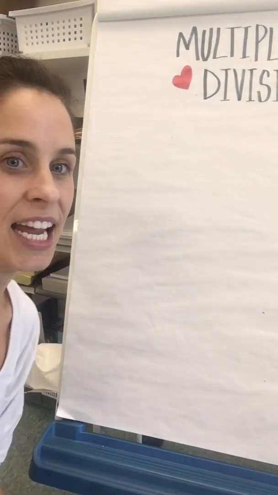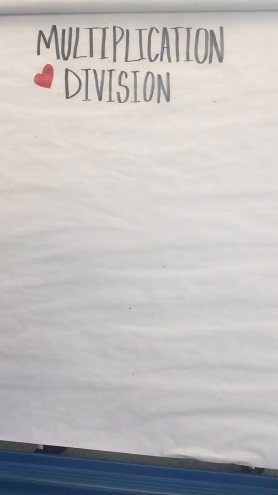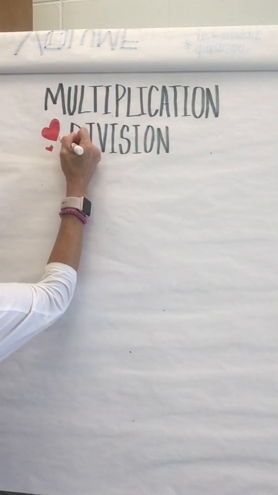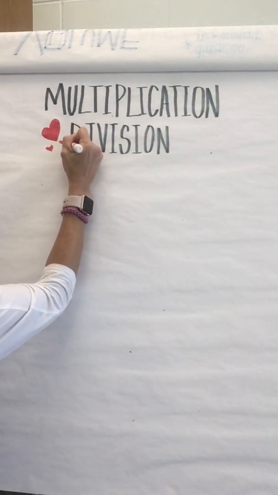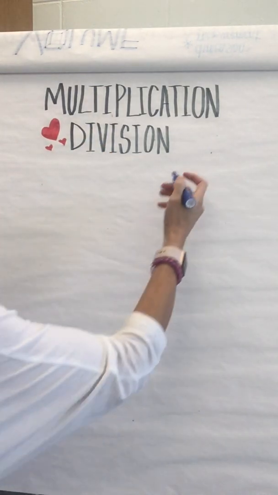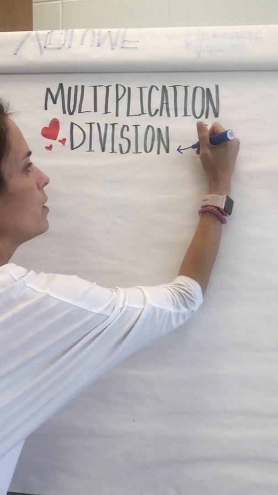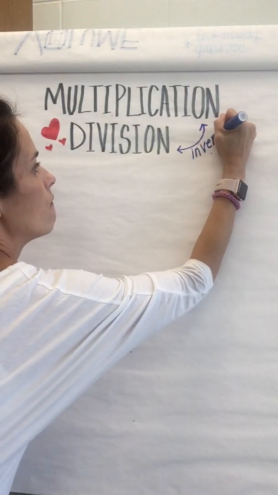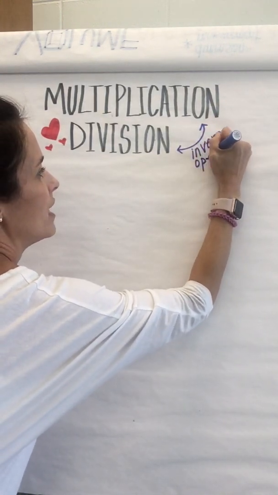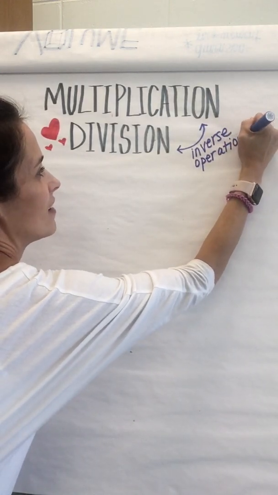Hey everybody, today we are going to be moving a little bit away from multiplication and turning the spotlight on division and talking about how multiplication and division actually have a very special relationship. They are closely related. And you might be thinking, well, how are they related? They're related because they are the opposite, and we call this the inverse operation. We'll get back to that in a minute, because I have a funny story.